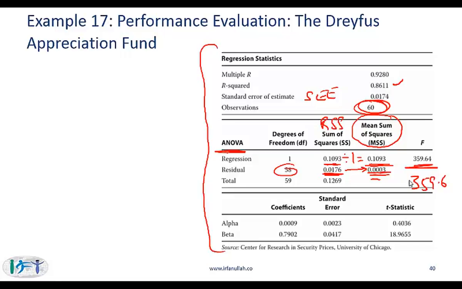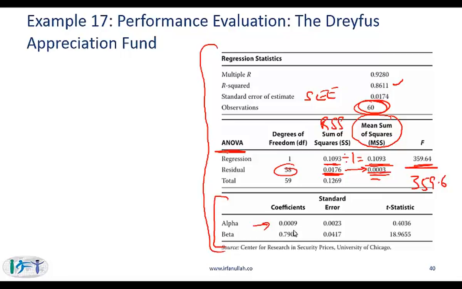Is this good news? This is good news. This is telling you that your regression is quite useful in predicting the value of the dependent variable. Okay, and then what do you have over here at the bottom? The coefficients.